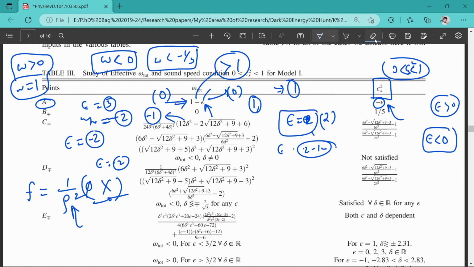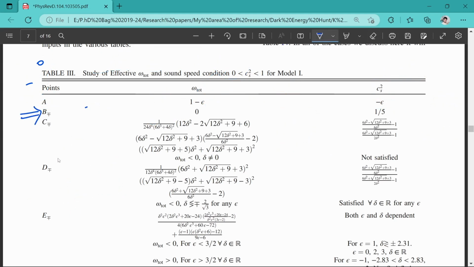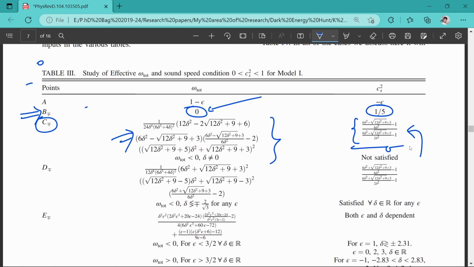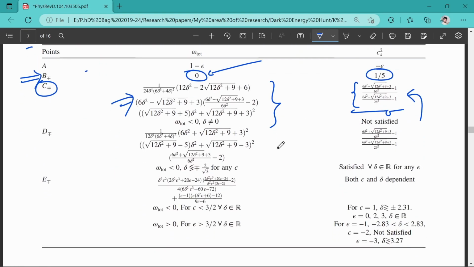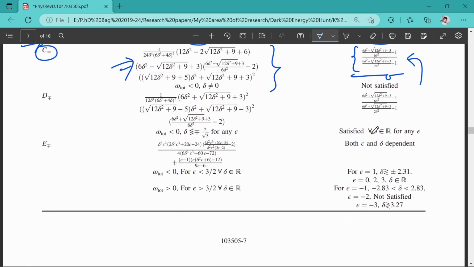So this is a very interesting part. Let us see about this b plus minus. Then it is giving me 0, and cs square is 1 by 5th, so we can say that it is a legitimate point. It is giving you the matter part. And c plus minus, again, depends on delta prime and delta. We will see in a minute that it becomes clear when we choose the delta value and the epsilon value. Suppose epsilon is equal to 1 or epsilon is equal to 2, it will become clear whether omega total can become 0 or not.